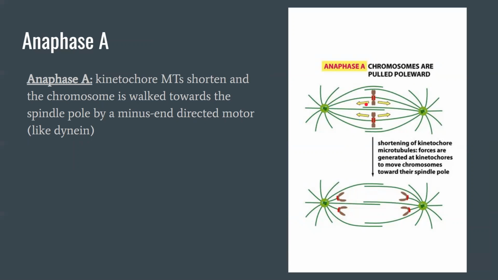And the chromosome is walked towards the spindle pole by a minus-end directed motor, like dynein. So it creates this force that moves the chromosomes towards their spindle pole because the kinetochore microtubule is shortened. If you see here, this is one kinetochore microtubule, and this is it shortened. So it just pulls them apart. So that's anaphase A. The chromosomes are pulled poleward by shortening kinetochore microtubules.